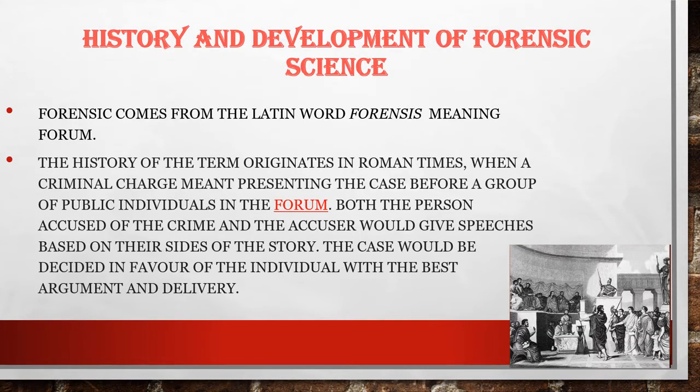Next, we are going to see about the history and development of forensic science. Forensic comes from the Latin word forensis, meaning forum. The history of the term originates from the Roman times, when a criminal charge meant presenting the case before a group of public individuals in the forum. Both the person accused of the crime and the accuser would give speeches based on their sides of the story. The case would be decided in favor of the individual with the best argument and delivery.